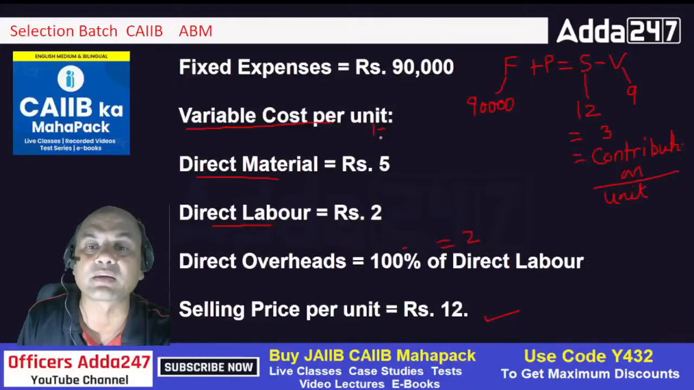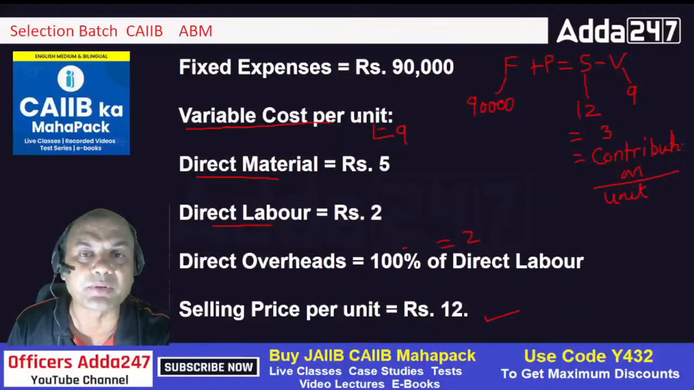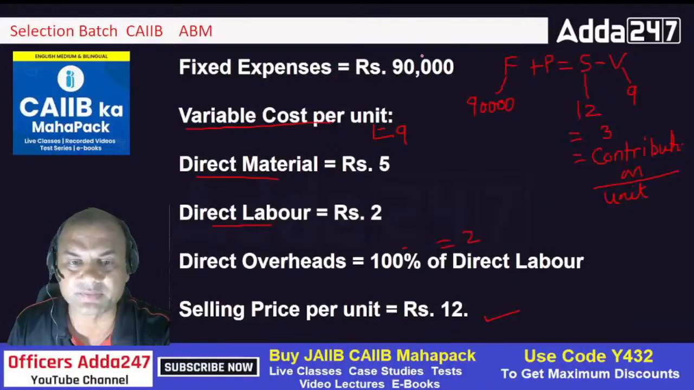I'll put it over here. It is 9 rupees. In the exam also, the faster you do the calculation, the faster you understand the problem, the faster you will get the marks. Simple. Okay. Fixed cost is 90,000. So it can't be changed.